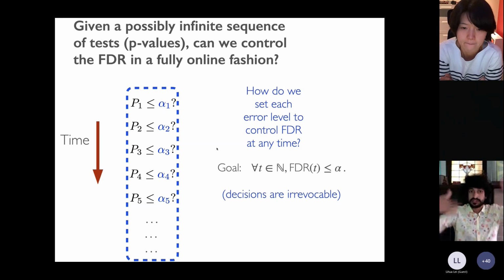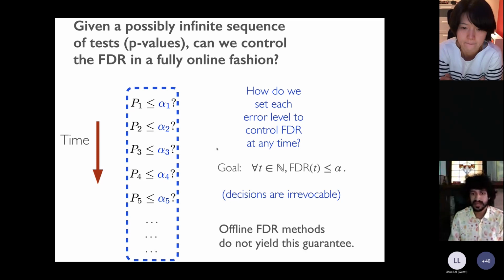But the point is, we have to set these error levels in an online fashion, and these decisions are irrevocable. So you can't go back 100 steps and say, hey, the change you made to your website 3 months ago was a bad mistake. So in some sense, once you've paid the price of making a change to your website, that decision is irrevocable. And offline FDR methods don't yield this type of a guarantee. So that's why we need a new class of methods.